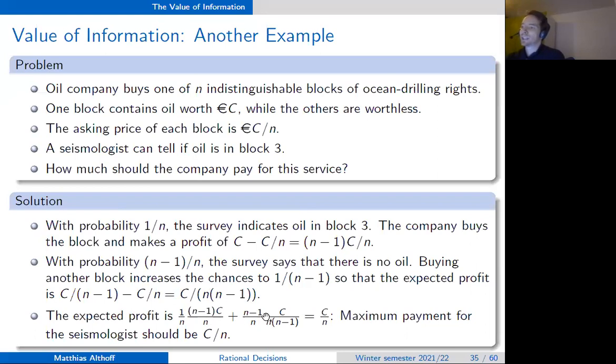Now for these two cases, we have to weigh them with the probability that there is oil or there's no oil. And then we obtain C over n. And that's the maximum amount that you should pay the seismologist to get that information, because if you would pay more, then you would lose money.